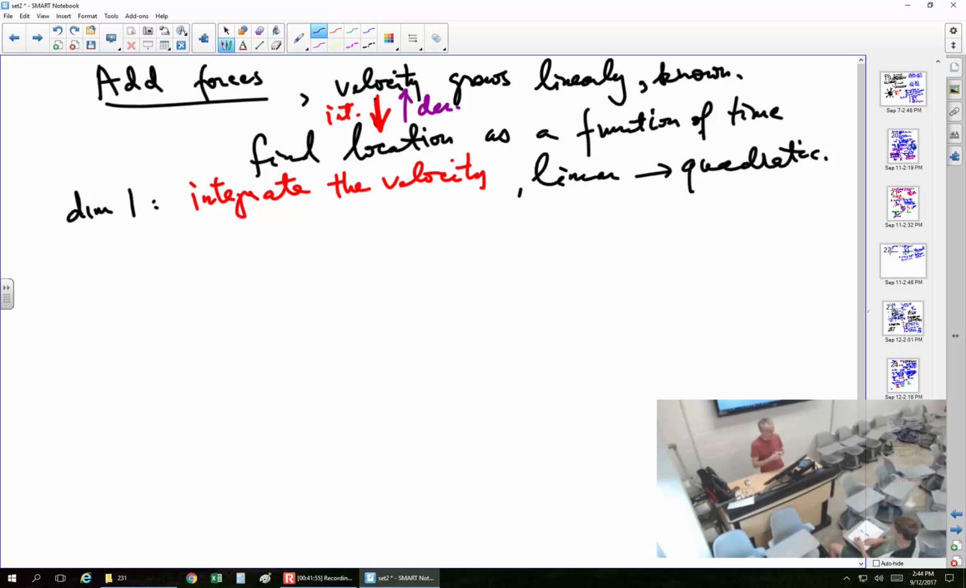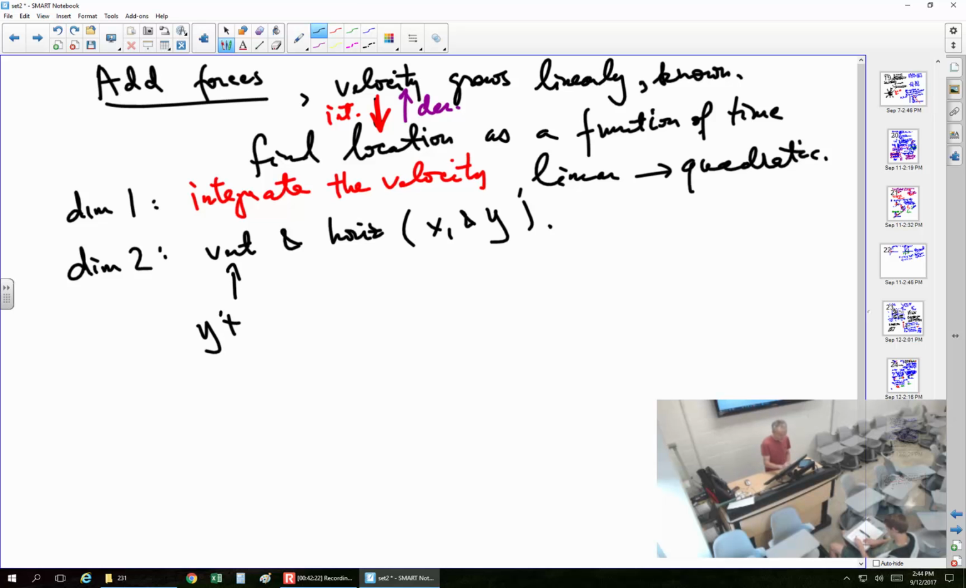If you do it one dimension at a time, or rather one direction at a time, you can do the whole thing without vectors. But now we want to assemble everything in vectors. So we say dimension 2, vertical and horizontal. Those are x and y, right? And gravity naturally acts vertically. So y of t is equal to y.